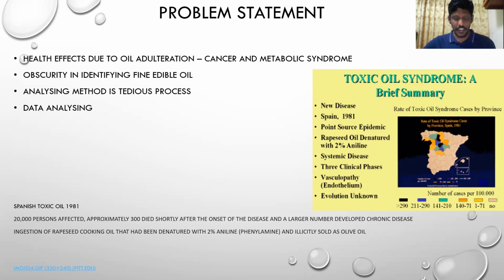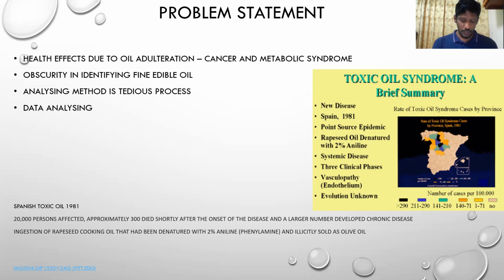Obscurity in identifying fine edible oil. Food producers have very little knowledge of the chemical compounds present in the edible oil. Hence, they usually only consider the color of the edible oil. Only as the color gets darker do they replace or replenish the oil with fresh oil. This activity can thermally degrade the quality of the oil by producing more chemical compounds that could bring negative effects to human health.